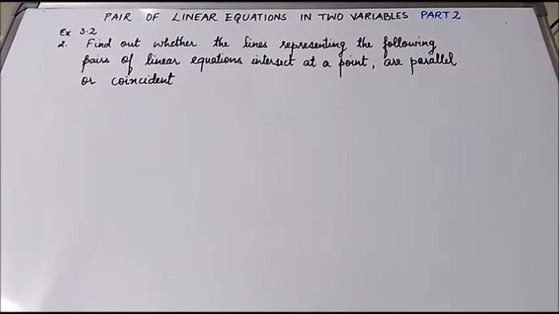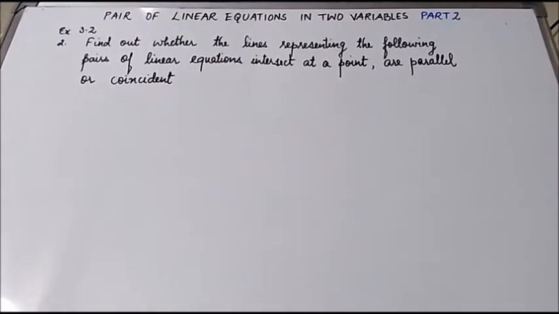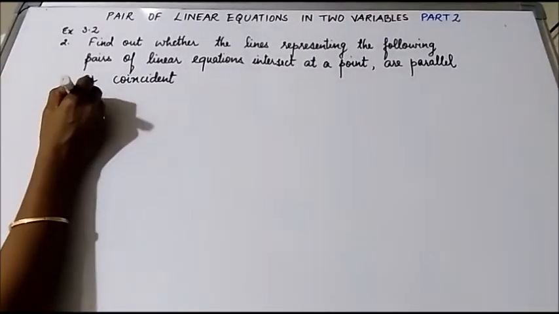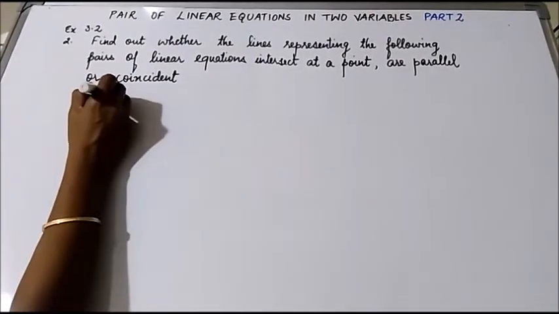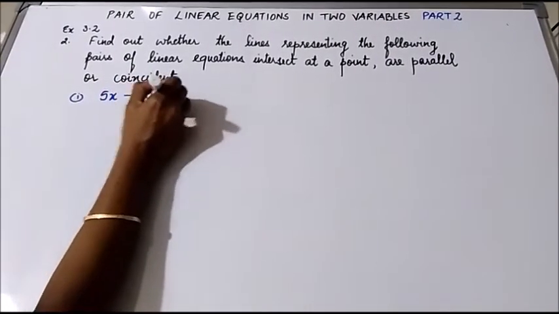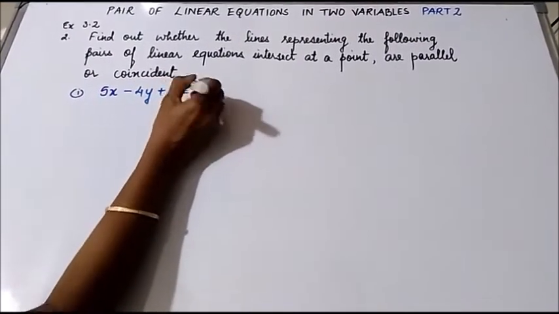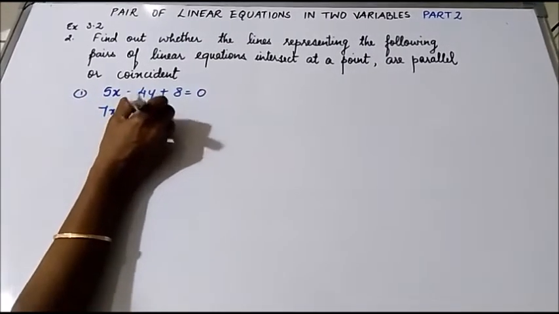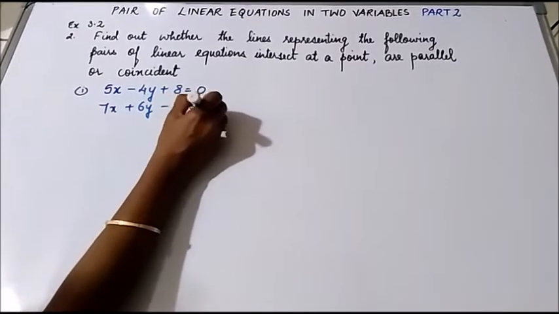Now let us do exercise 3.2, the second question. On comparing the ratios a1 by a2, b1 by b2 and c1 by c2, find out whether the lines representing the following pairs of linear equations intersect at a point or are parallel or coincident. In this, let us take the first pair of equations, that is 5x minus 4y plus 8 is equal to 0. Second equation is given as 7x plus 6y minus 9 equal to 0.